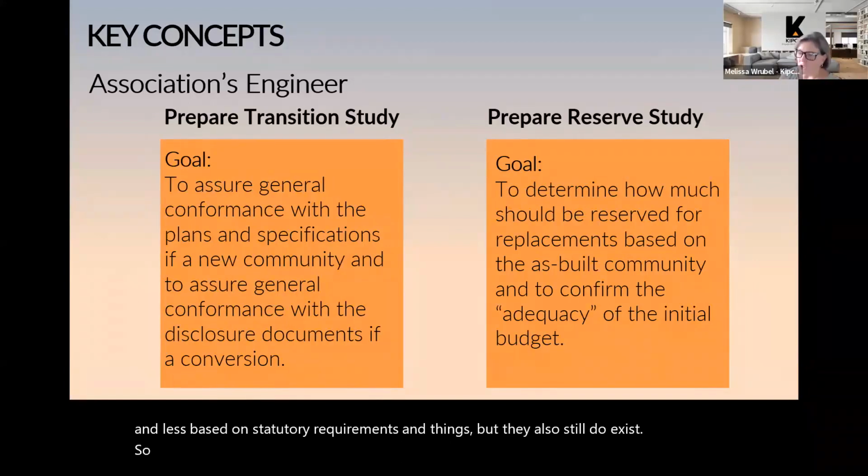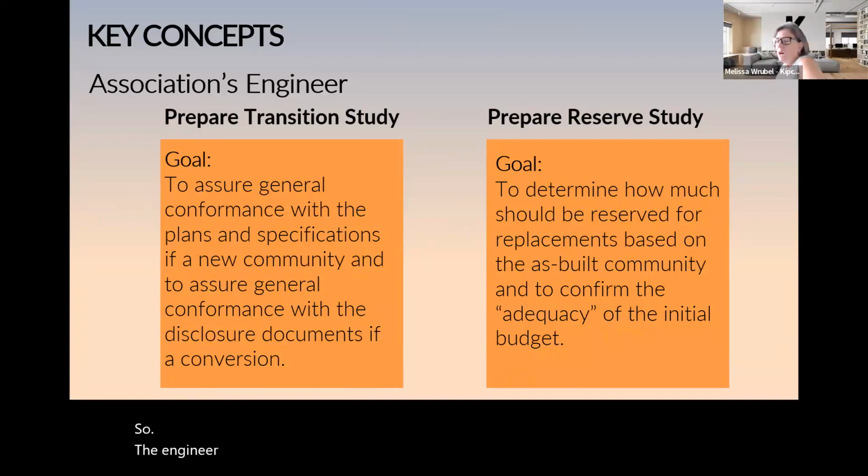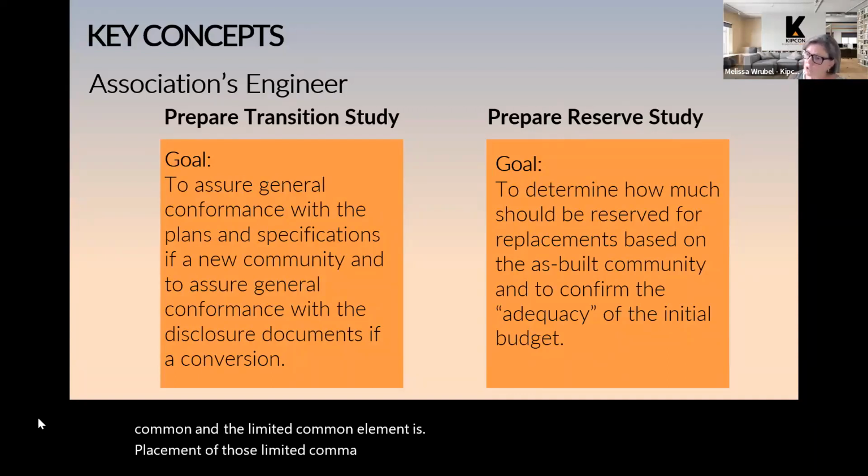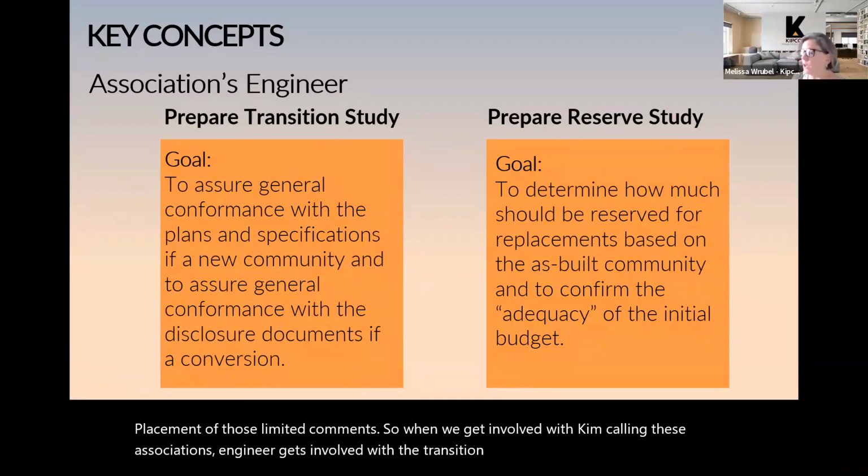So the association's engineer, the engineer who is preparing the transition and reserve study, they're going to prepare those as separate documents. The transition study, the aim of that transition study and the main purpose is to take the approved design plans and compare what was approved to be constructed to what was actually constructed. The opposite of that, to look at what's been constructed and visually observe that and compare it to what's been designed. The goal of the reserve study is to give you some budgetary guidance as to how much you should be reserving annually to adequately reserve for replacements of the common and the limited common elements, if the association is responsible for replacement of those limited common elements. So when Kipcon, as the association's engineer, gets involved with a transition study, these are the two main documents that we prepare.